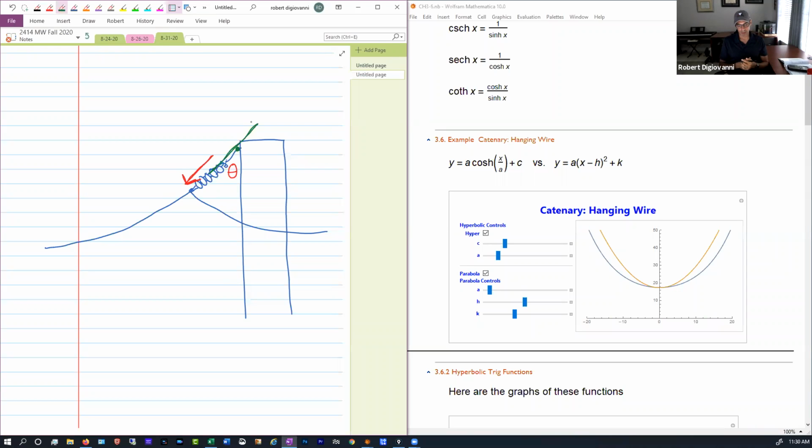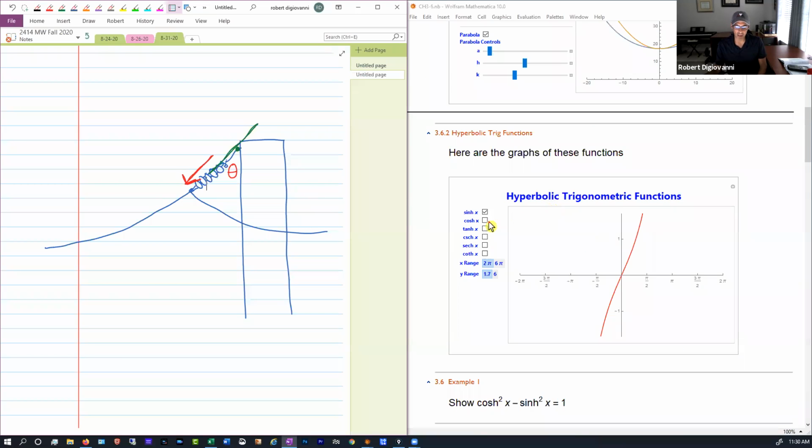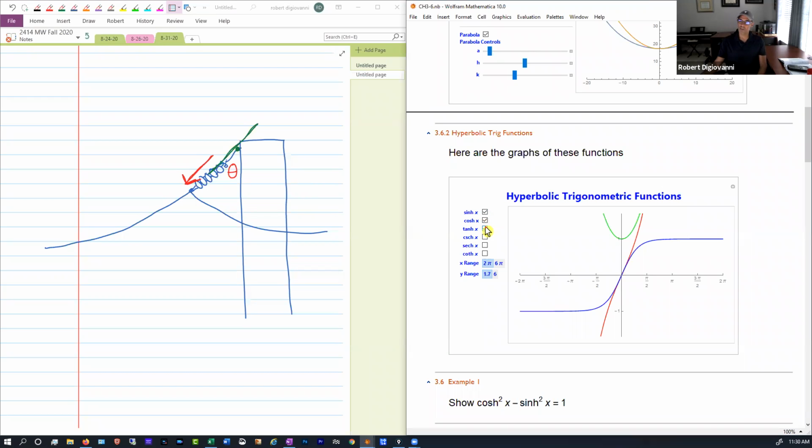What else do I want to say about that? Nothing. We can talk about that more, but I'll just keep going. So the graphs, I already graphed these just a second ago. I graphed cosine hyperbolic, which is that one. And then sine hyperbolic looks like this. Tangent is the reciprocal of those two, which turns out looking like that.